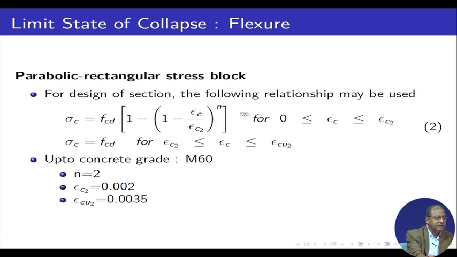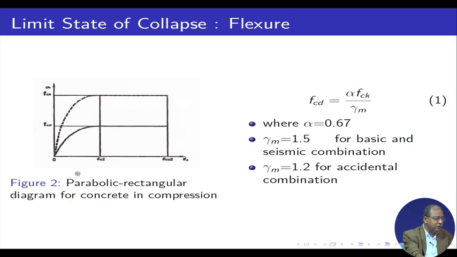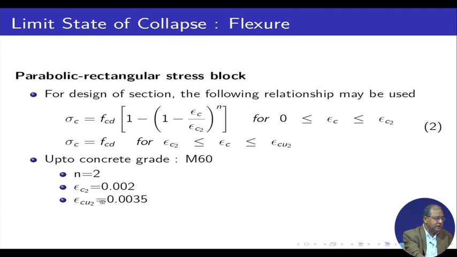So, that is why n is equal to 2. That is given in the code, what is the value of n, that is also given in IRC 112. Here we have taken for up to concrete grade M60, n equal to 2, epsilon c2 which I have not mentioned, that is 0.002, and 0.0035, and obviously it is up to M60 according to IRC 112.